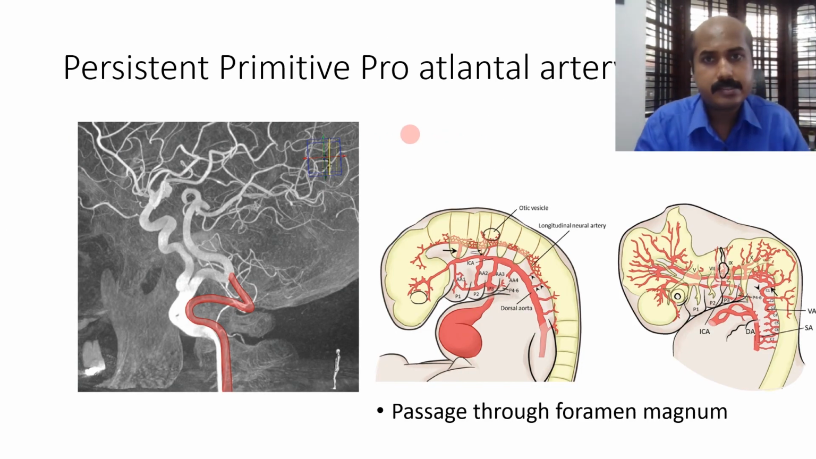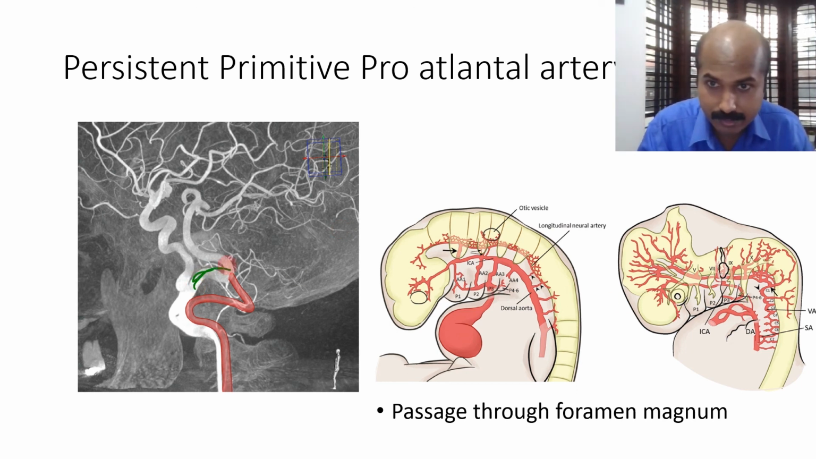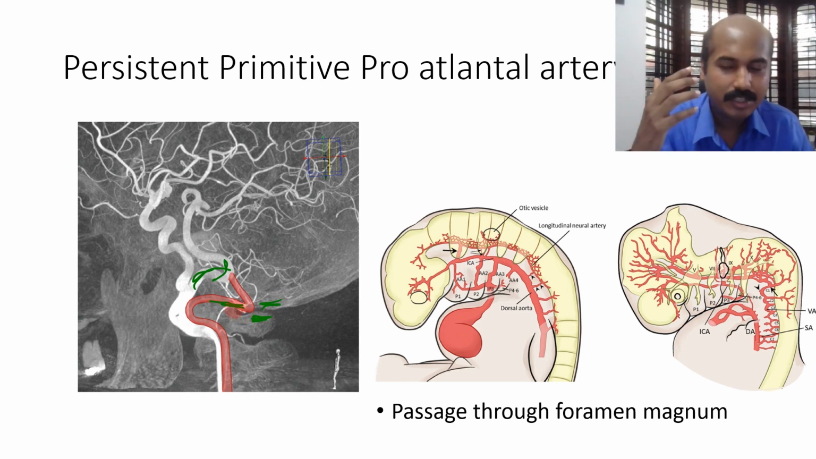This is the persistent primitive proatlantal artery. This is actually a hypoglossal. On this hypoglossal, they are showing how a persistent primitive proatlantal can occur. This is characteristically located in the space between the occiput and the atlas, because that is the first cervical intersegmental artery. So that will be the location of this proatlantal artery, because this is also the location where you have the horizontal segment of the vertebral artery. So that is the same location.